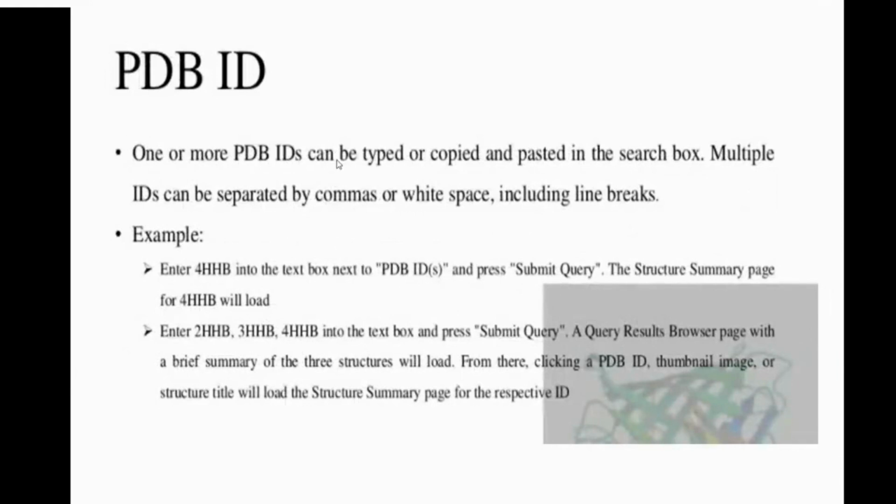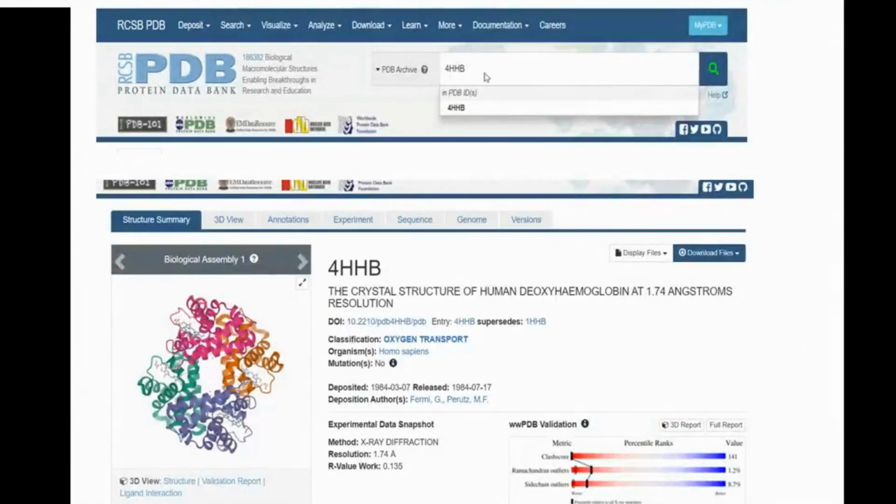One or more PDB IDs can be typed, copied, or pasted in the search box. You can search either by a single ID or by multiple IDs. Multiple IDs are separated by comma or space, including a line break. Okay? As I have given in the example here, if you want to search for 4HHB, you can type it in the search box and click on search. It will open up this page.